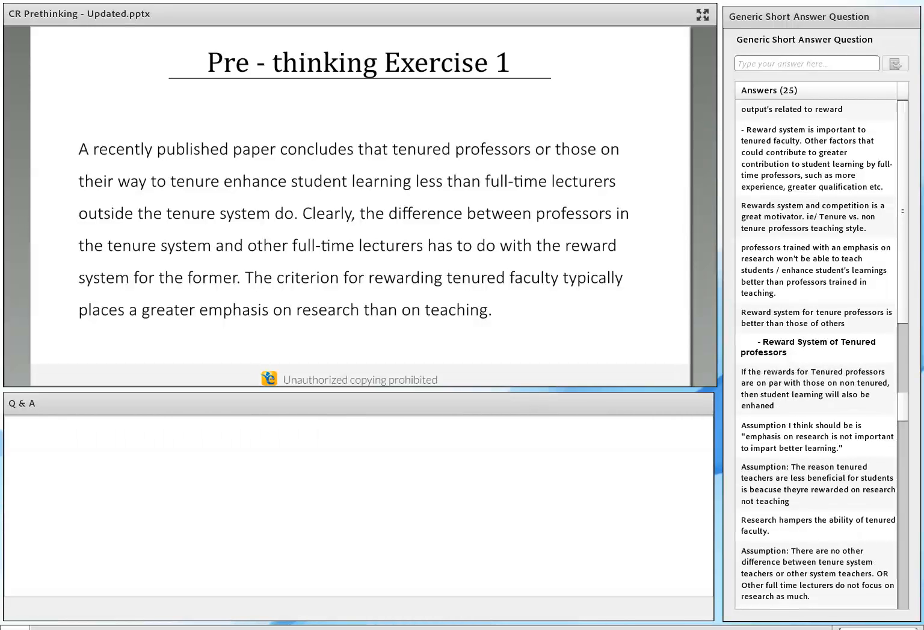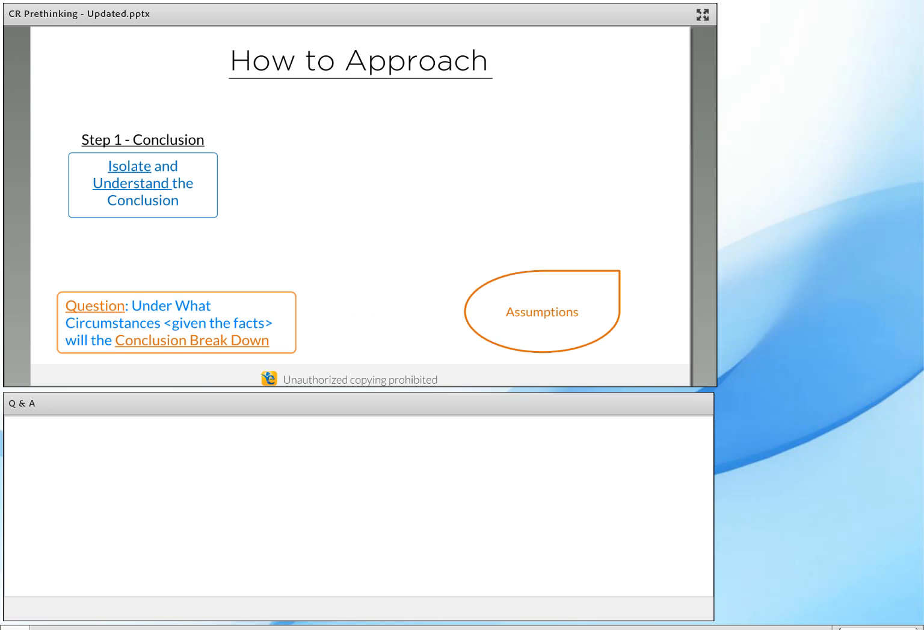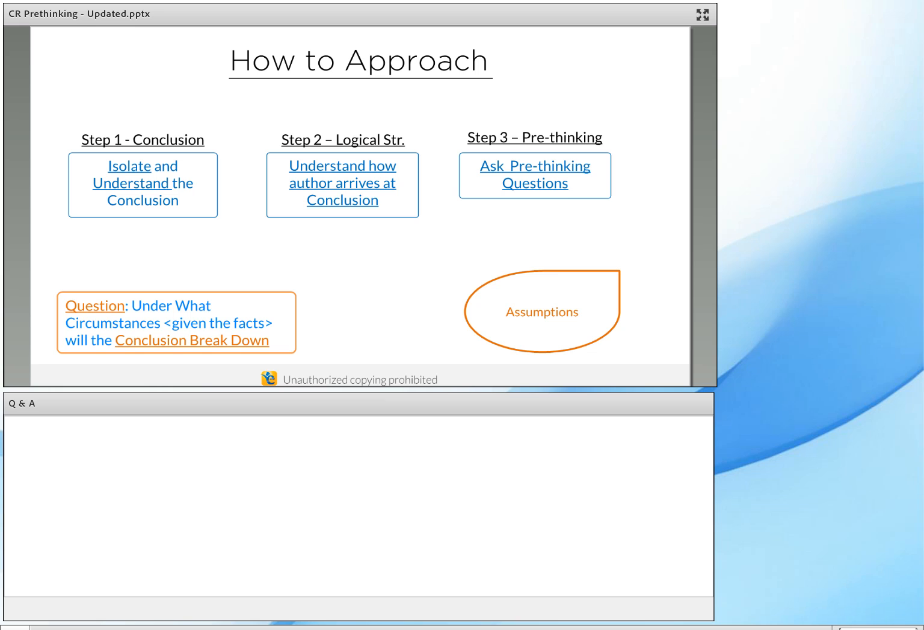So I want you to tell me, and you're going to see a poll with 4 statements, which of these statements is the main conclusion. Now, in this argument, we only have 3 statements. I use the same poll for another argument. So in terms of the process, you're first going to understand what the conclusion is, then understand the logic of the argument, and then we're going to ask pre-thinking questions.